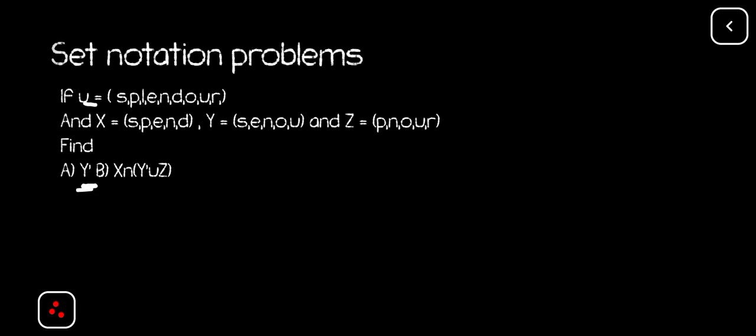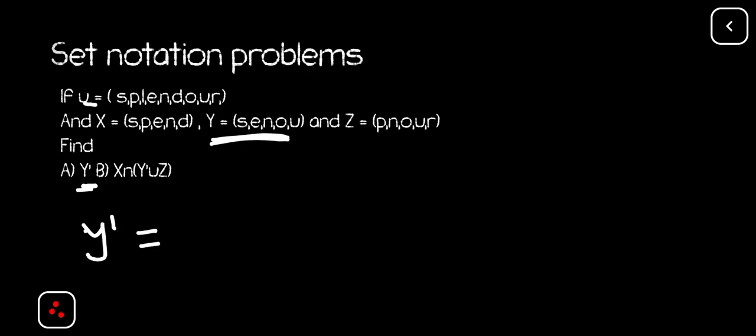What is a complement of a set? If you go back to what we discussed, the complement of a set is any element in the universal set that is not a member of the set that you're working on. So we have Y here, and we have the universal set. All we need to do is bring out what is in the universal set that does not belong to Y.